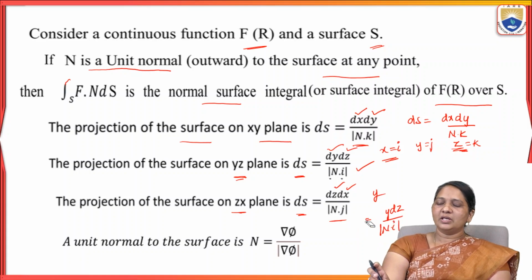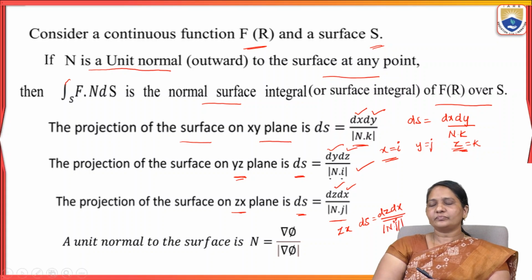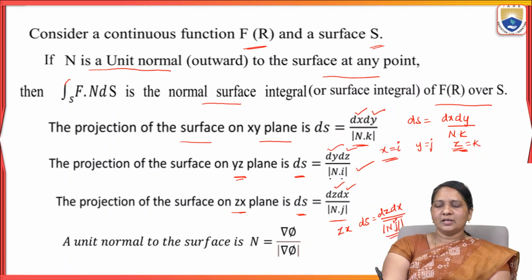Next, if you are considering the projection of the surface on the xz plane or zx plane, then ds equal to dz dx by n dot j. Here y is left, so we are doing n dot j.